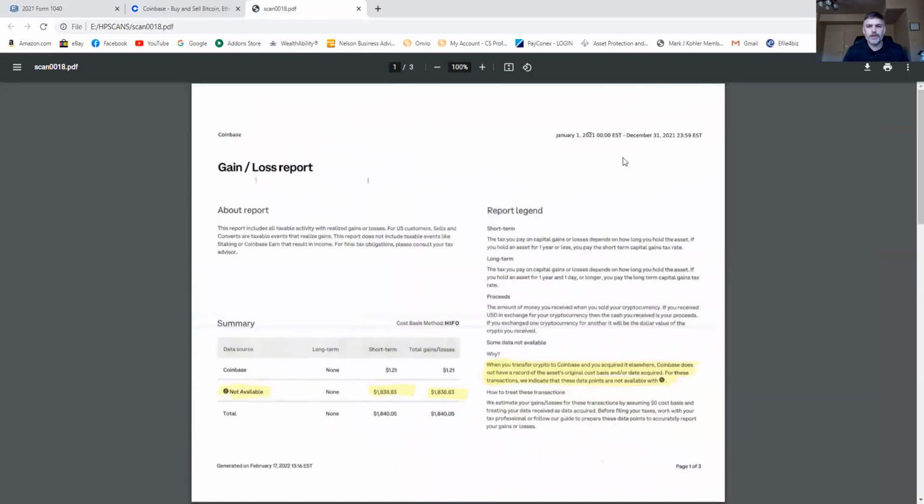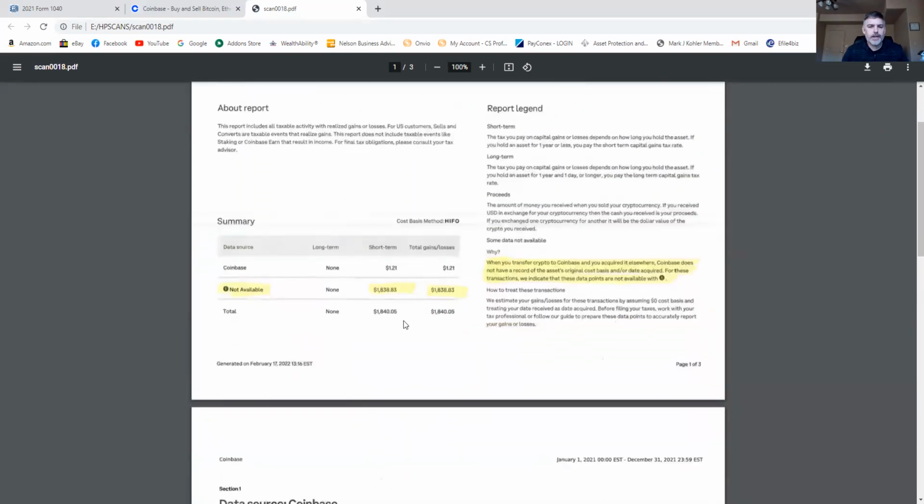It's a gain loss report for the period January 2021 through December 31st, 2021. And right here, it's showing that I have a total gain slash loss of $1,838. But if you look right here, it says not available. Over here, it says when you transfer crypto to Coinbase and you acquired it elsewhere, Coinbase does not have a record of the asset's original cost basis.